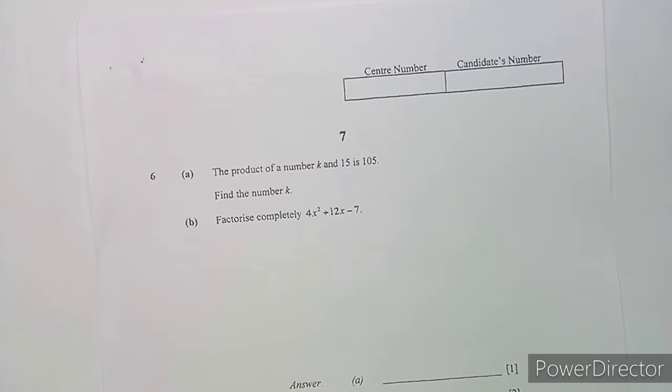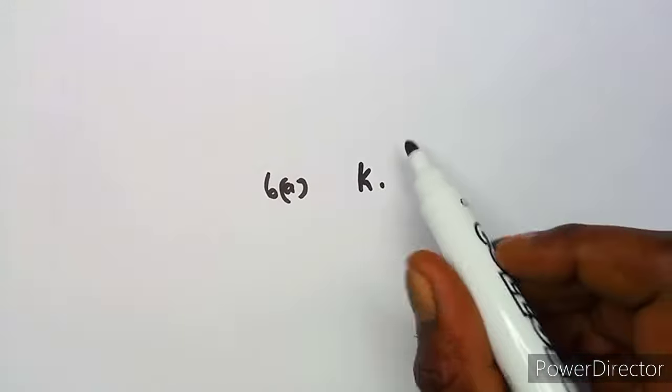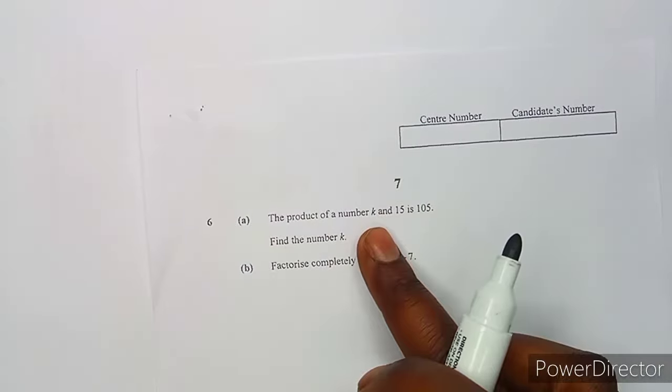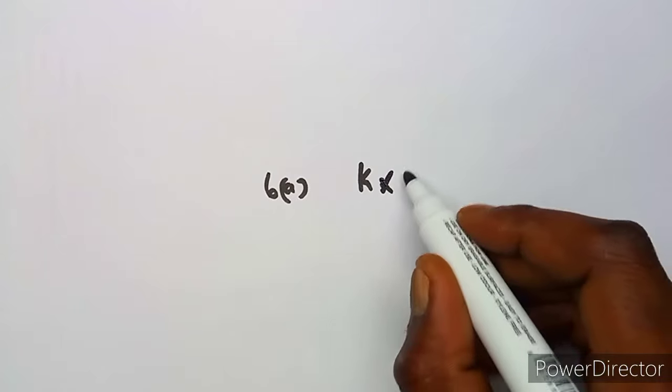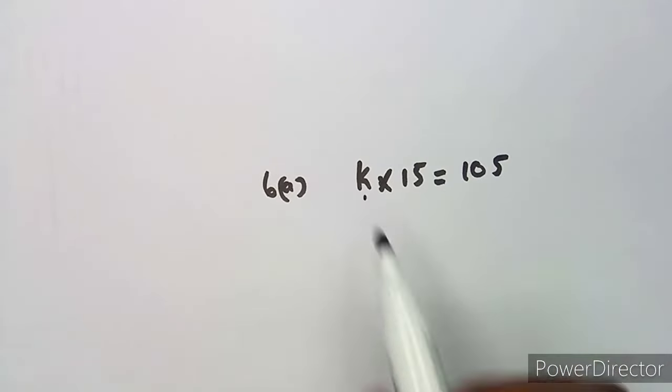Move on to number 6 in this case, where we are given that the product of a number k and 15 is 105. Find the value of k. Okay, there are two numbers that we multiplied, guys. The product means you're multiplying k times a certain number, which is 15, the k and 15, and obtained 105.